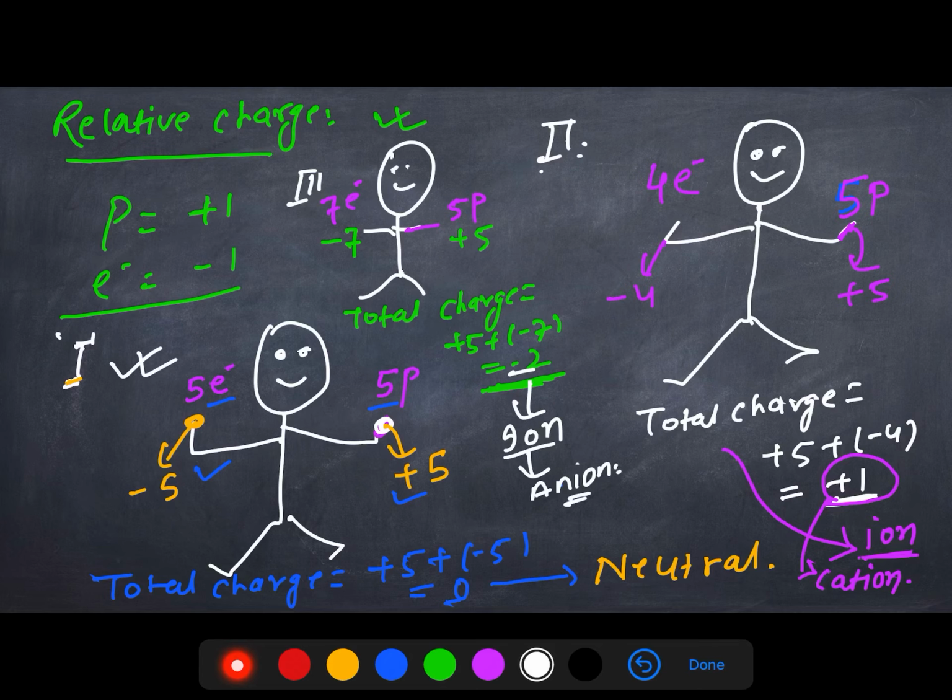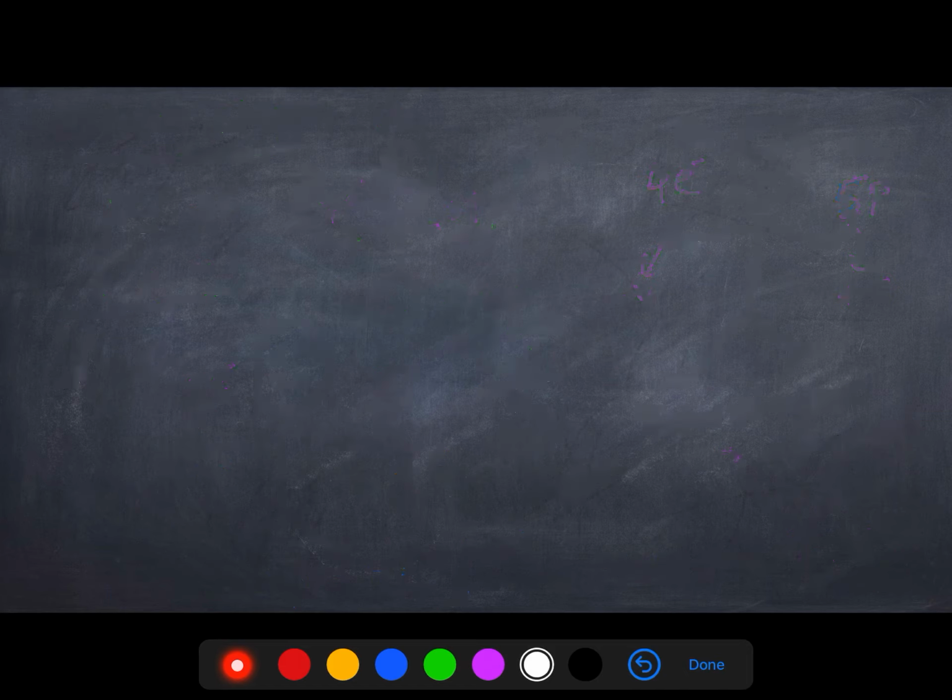Correct. Now, what did we see? Okay, this is very clear to us. In the first case, what did we see? When they had an equal number of protons and electrons, the total charge was 0. When there were more protons with respect to electrons, the charge developed was plus 1. When there were more electrons with respect to protons, the negative charge developed. Or if you just compare case 1 with 2 and 3, you see that in 2 and 3, the number of protons and electrons are not equal, right?